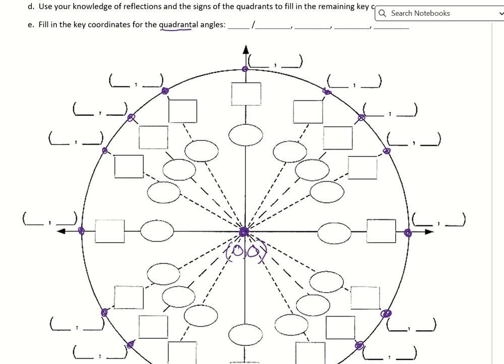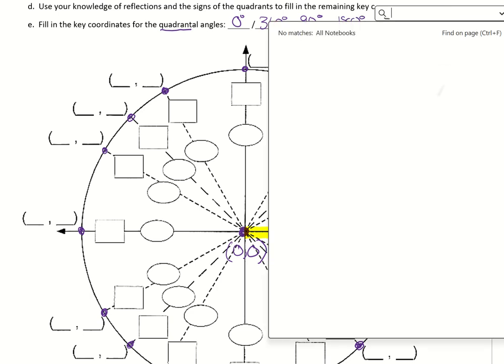So let's start with this angle right here. This angle is 0 degrees, and we're going to label the key point. Since this has a radius of 1, our radius equals 1, this key point is going to be 1, 0. By the way, our quadrantal angles are 0, aka 360 degrees, 90 degrees, 180 degrees, and 270 degrees.